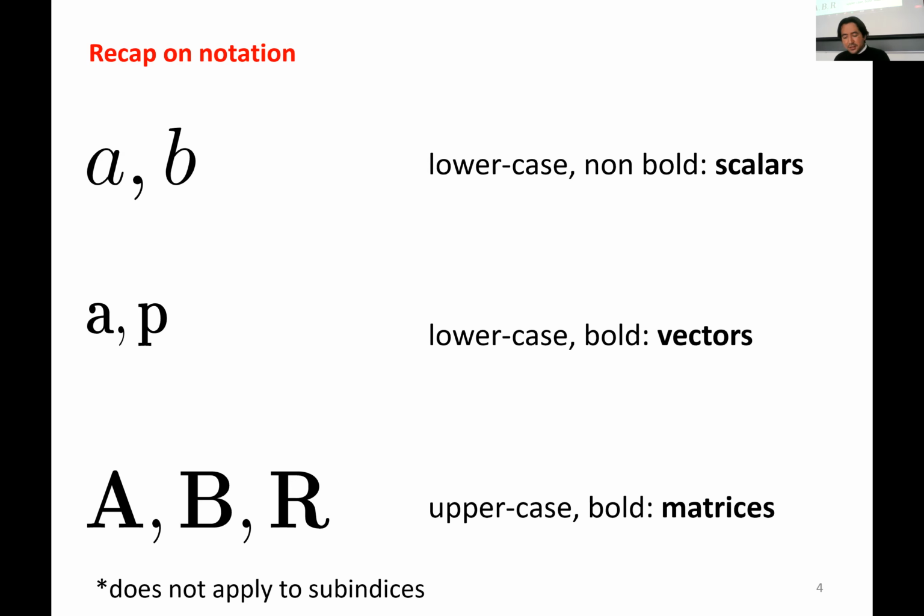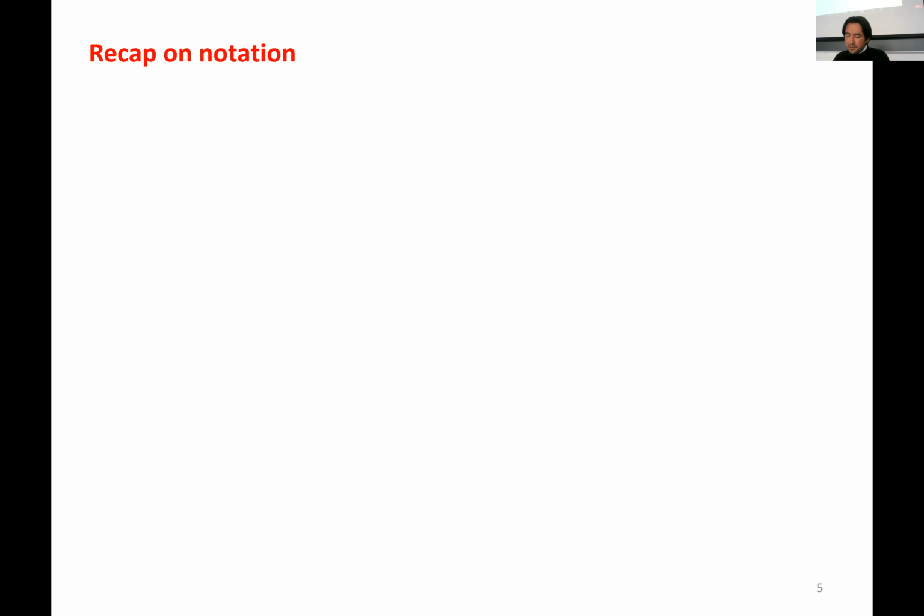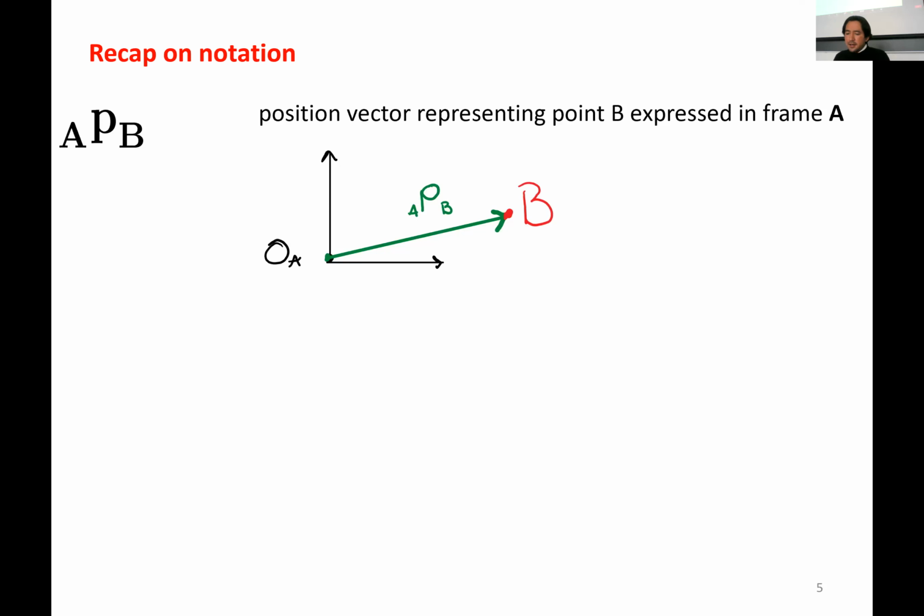It's important to say that this does not apply to subindices, but also subparentheses or superindices. It's not applied because sometimes you can be referring to a point or a frame when we use uppercase letters. Then a bit of a recap on the previous lectures on kinematics. If we have an expression like the one on the left on the slide, we need to read this as: the position vector representing point B expressed in frame A. So this frame, whose origin is O_A, it's basically this vector here.